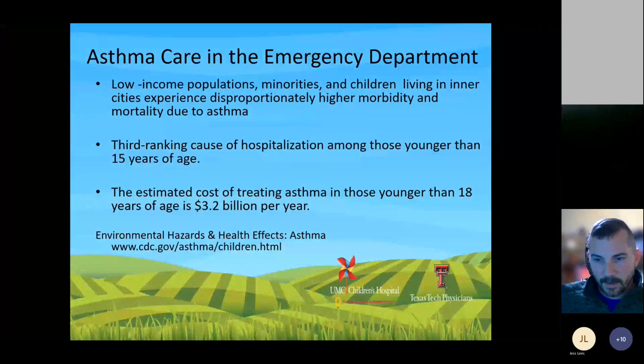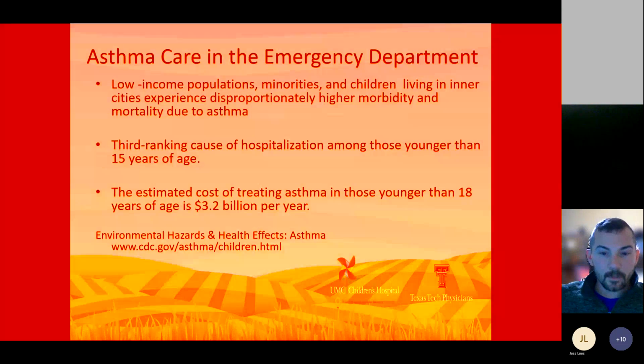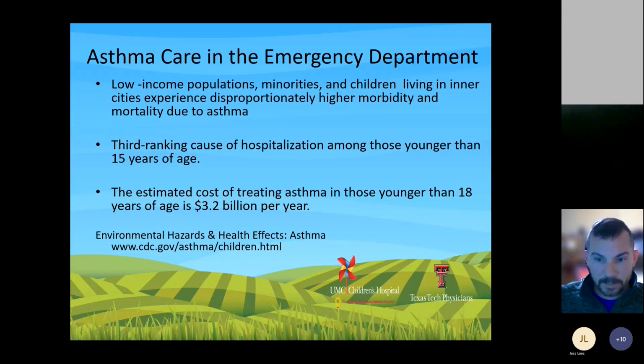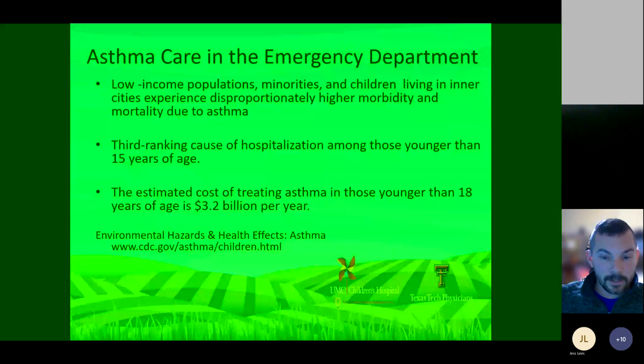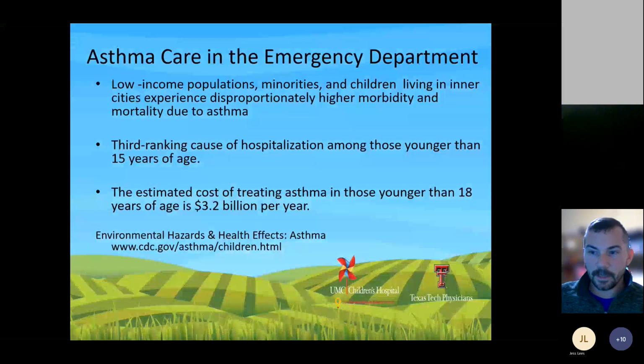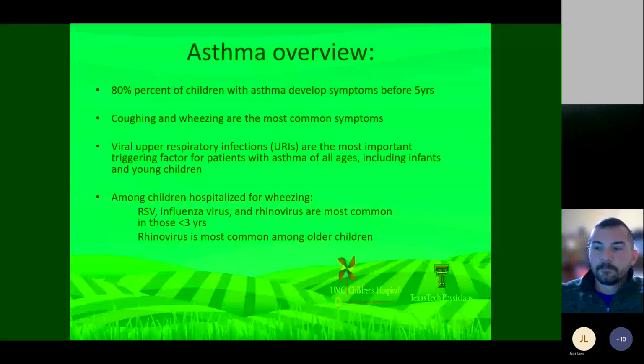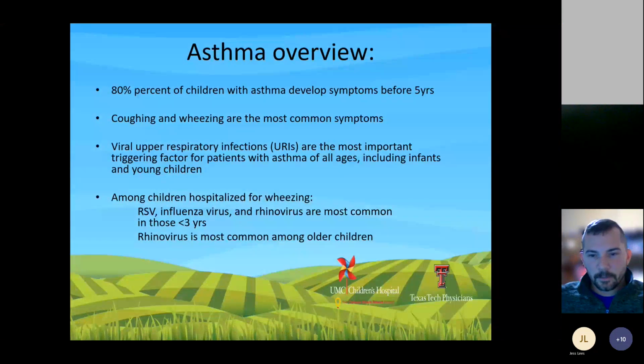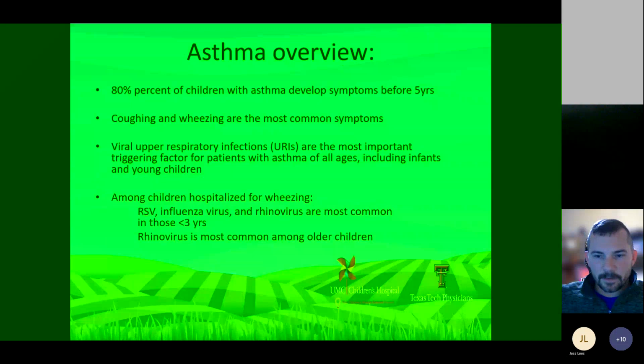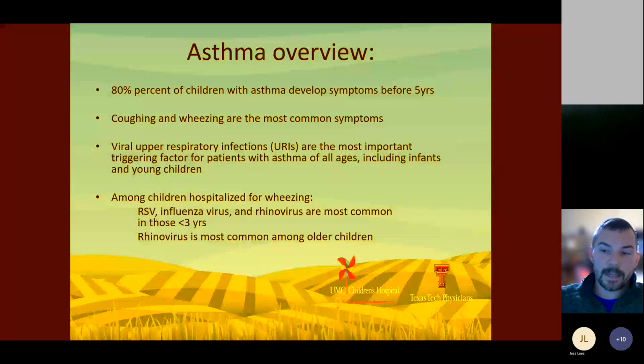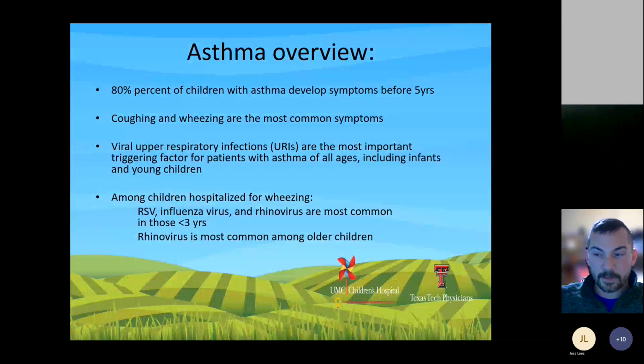It is the 3rd ranking cause of hospitalization in children younger than 15 years. And if not treated well and not compliant, we see it more often. It is very expensive to treat this disease, and so again, another one that we feel is important to discuss. So 80% of children with asthma develop symptoms before 5 years.